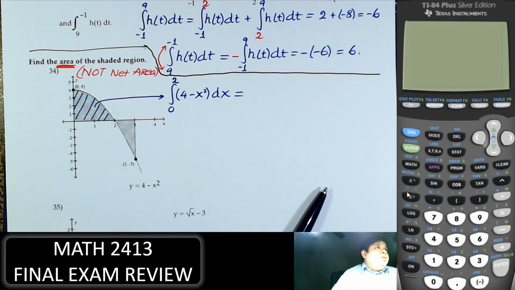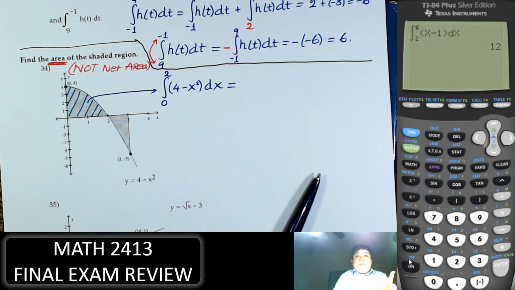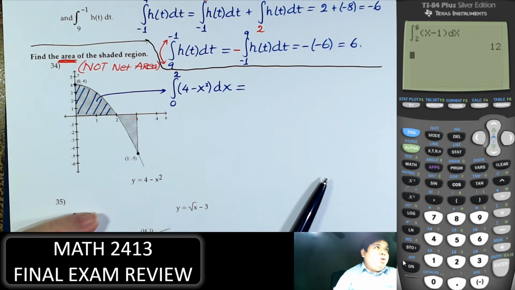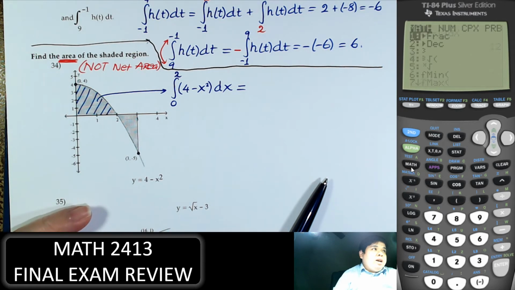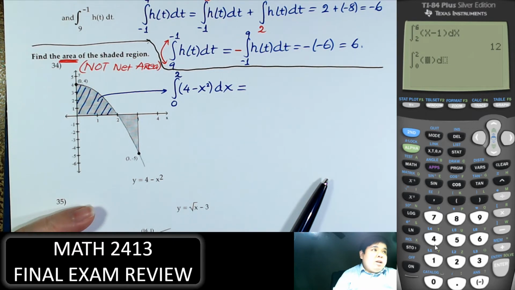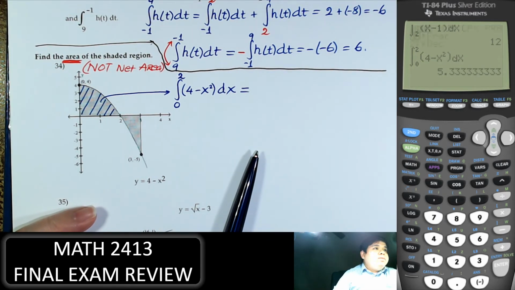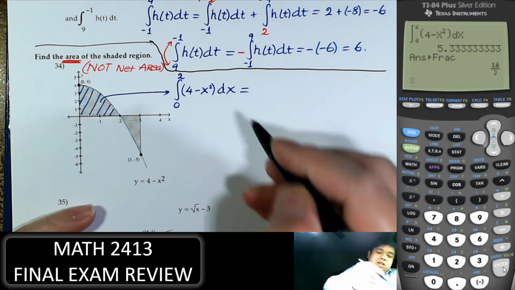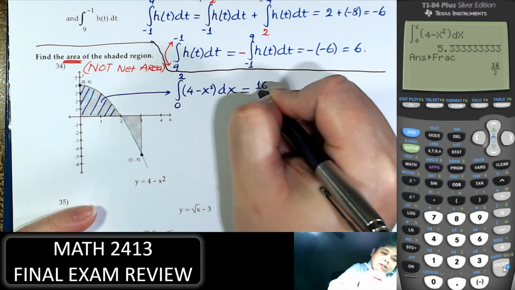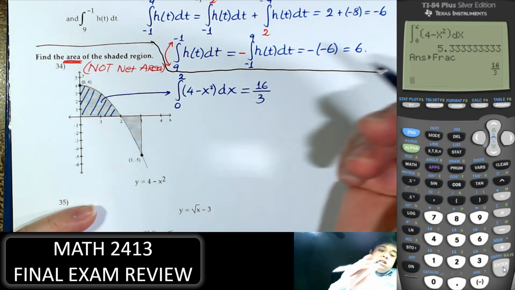And on this problem, like I said, I only test the concept and not how to do the integral. So that's why we can just use the calculator. From 0 to 2, 4 minus x squared dx. Right, can we change the fraction? Yep, 16 over 3. So that is the area.